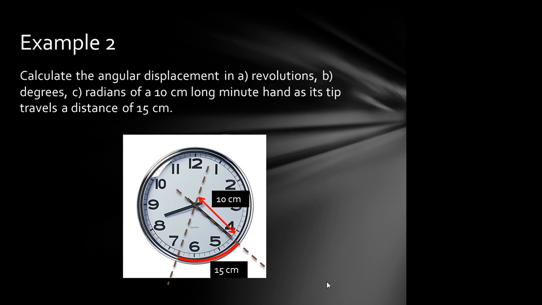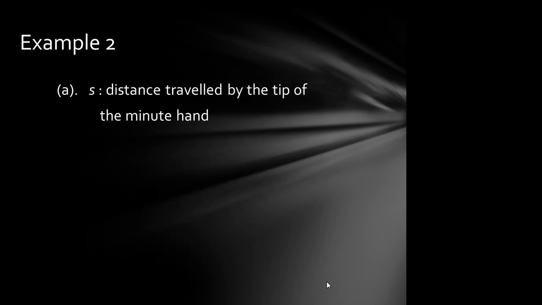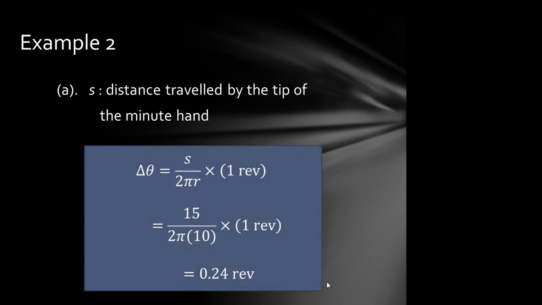I believe I didn't print this one for you, so I can give it a quick shot. Let S be the distance traveled by the tip of the minute hand. If I want to find the amount of angular displacement traveled by the minute hand, all I need to do is find the amount of distance it actually traveled as a fraction of its circumference. So S over 2 pi r will give me 0.24 revolutions.